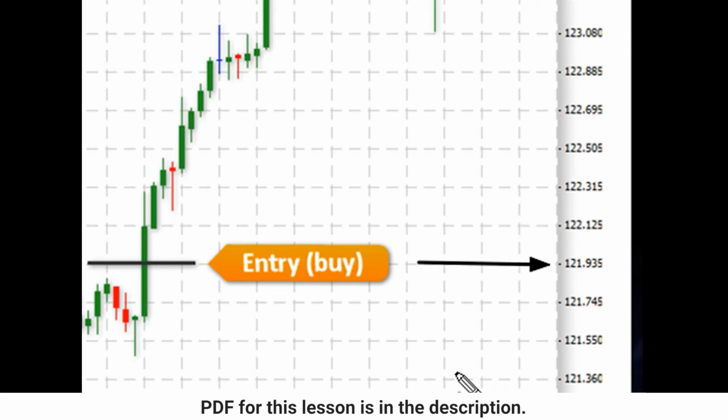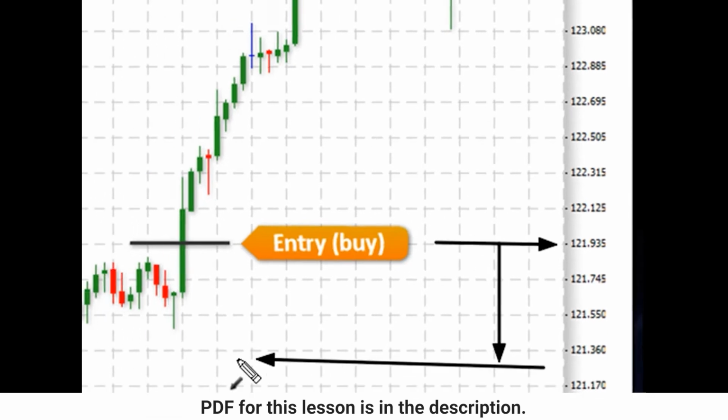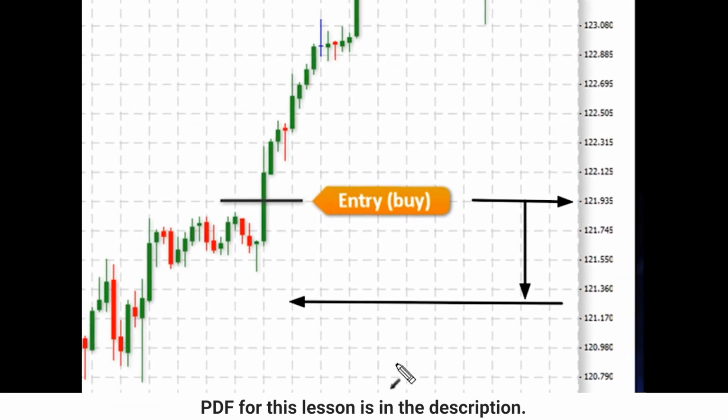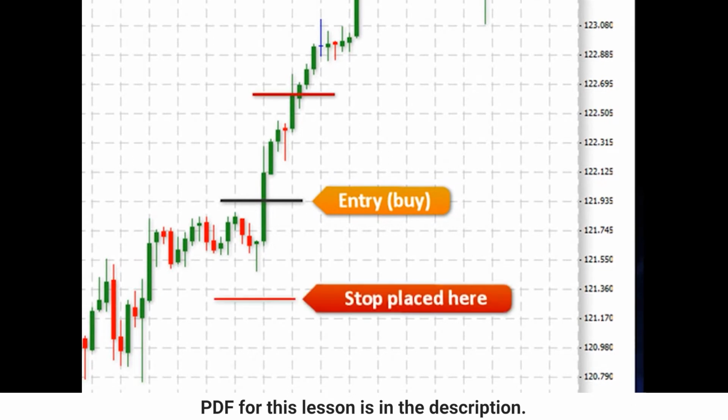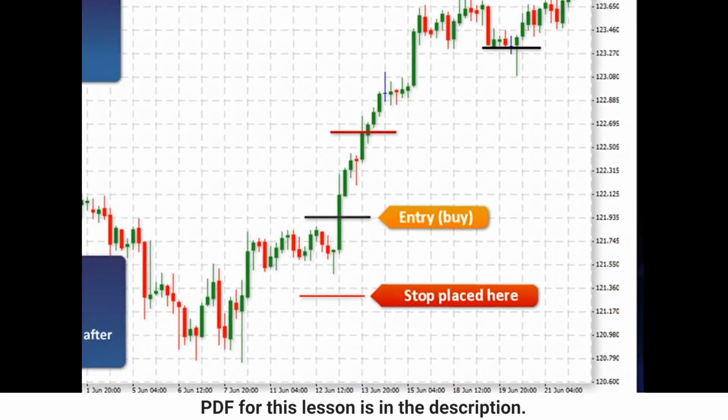So you have 121.93, and 60 pips away would be 121.33. So around about this price right here. So our stop will be in this vicinity right here, which is 60 pips away. So as you can see, our stop will be placed at the 121.33 level.